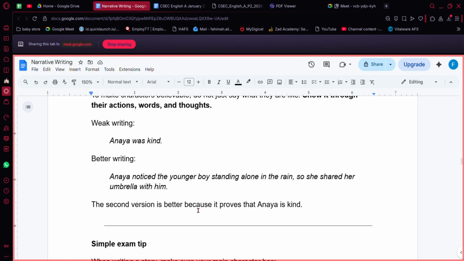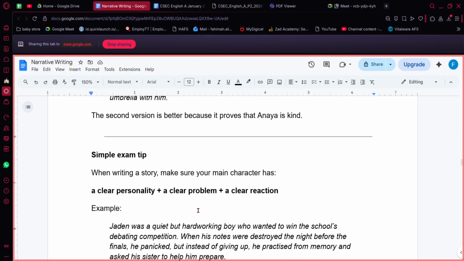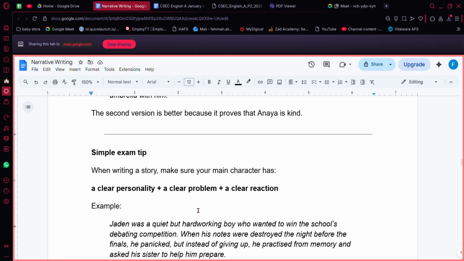So same thing when you're writing a story. Don't tell people that your character is nice and kind. Show it to them. So an exam tip is that when you're writing a story, make sure your main character has 3 things: a clear personality, a clear problem to face, and a clear reaction to that problem.